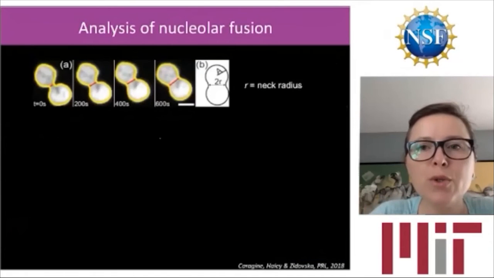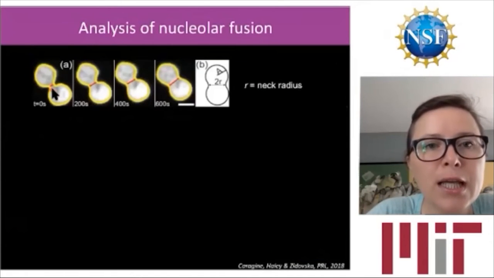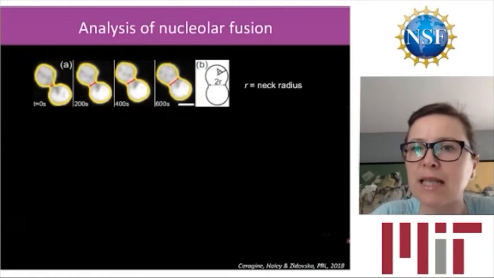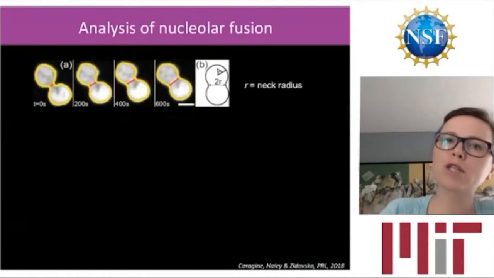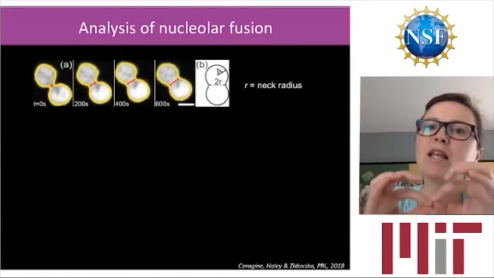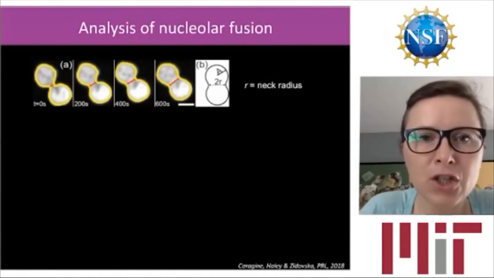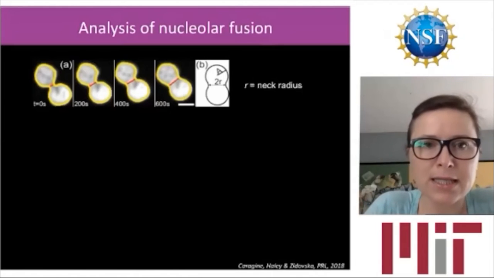The information in this growing neck is very rich. It provides us with exactly the information about which forces are participating in the fusion process, and thus can reveal what crossed here on the way.